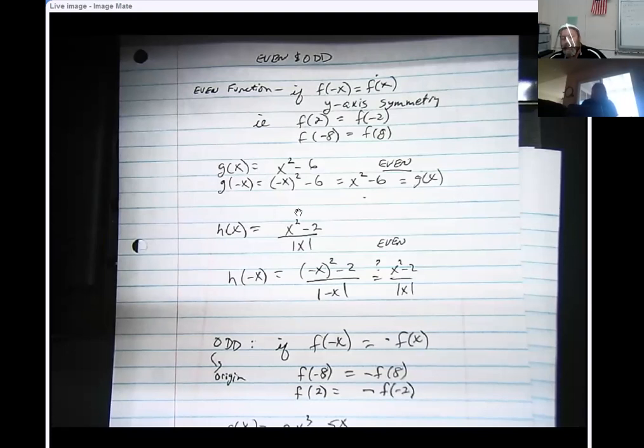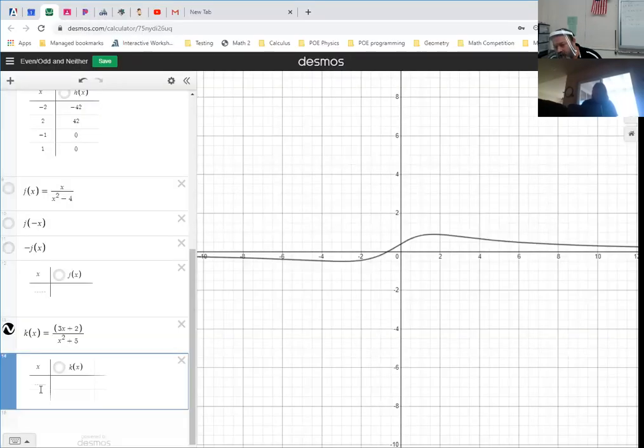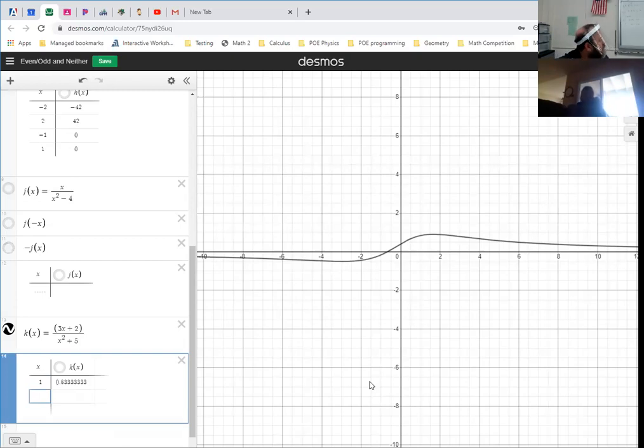So check out, all you would have to do to disprove it is, let's just pick a number like 1. You see how it says 0.833? So what do you think is going to happen if I try -1?